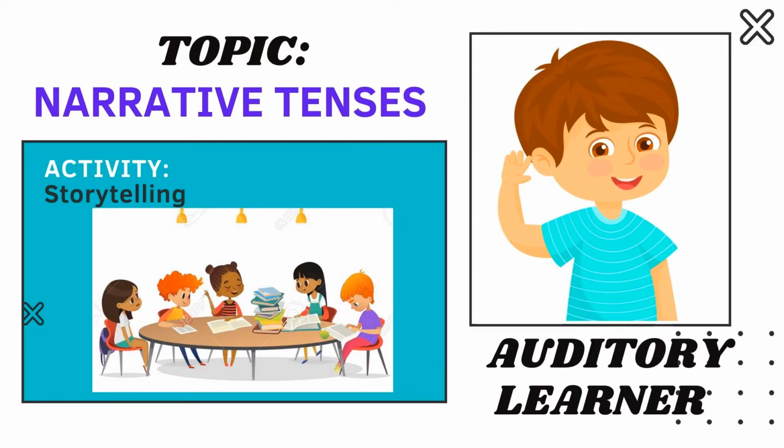One example of this could be that you're in an English class, you're teaching the narrative tenses. So, you have auditory students and you ask them to tell a story or an anecdote using these tenses. And the strategy that you would use for this kind of learning is storytelling, because they learn by speaking and listening, and when they share their stories with the other students, they practice pronunciation and also they practice listening.